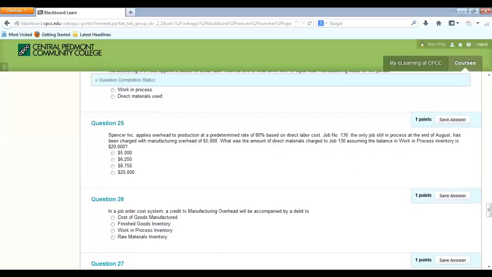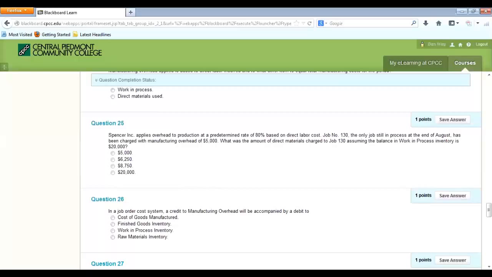So 25 says, Spencer applies overhead to production at a predetermined rate of 80% of direct labor cost. Job 130, the only job still in process at the end of August, has been charged with overhead of $5,000. What was the amount of direct materials charged to job 130, assuming the balance in work in process is $20,000?